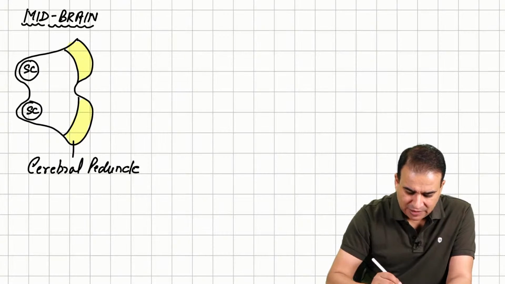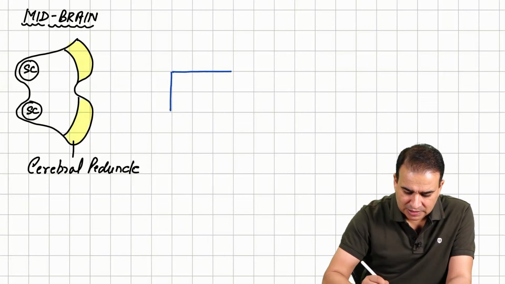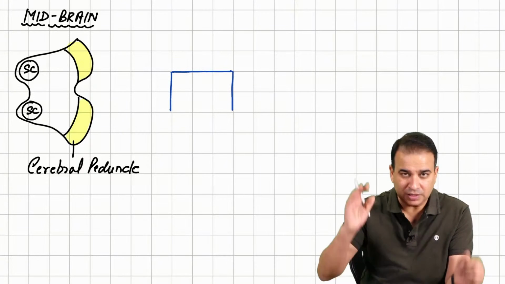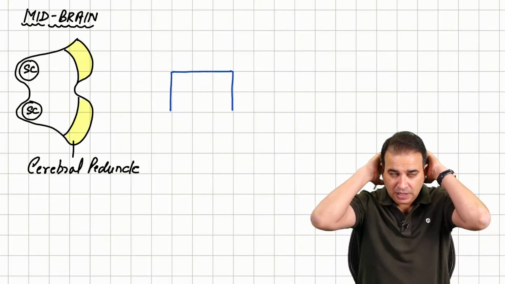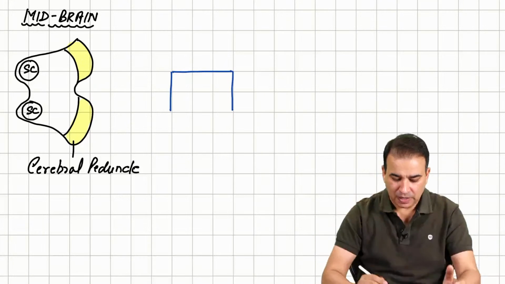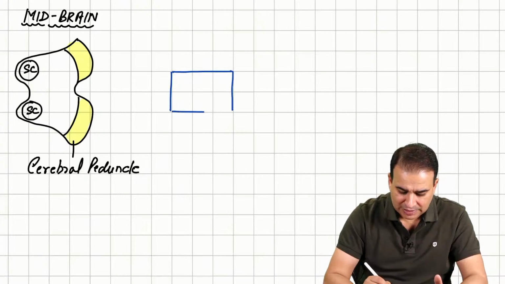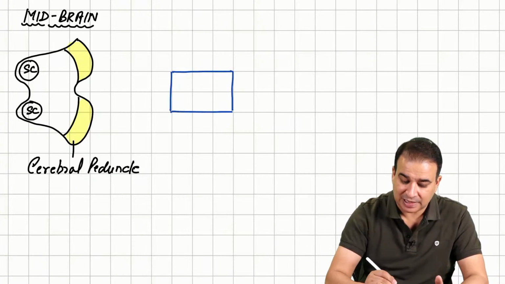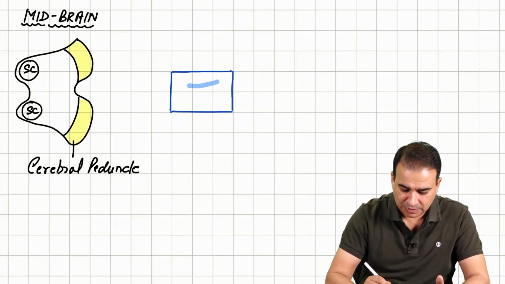Then there is the cavernous sinus, which is present in the middle cranial fossa. Let me put this cavernous sinus here. The nerve starts from the brainstem and then goes into the middle cranial fossa. What we have in the middle cranial fossa is the cavernous sinus. We will discuss the details of the cavernous sinus eventually, but let me just write the sinus for now.